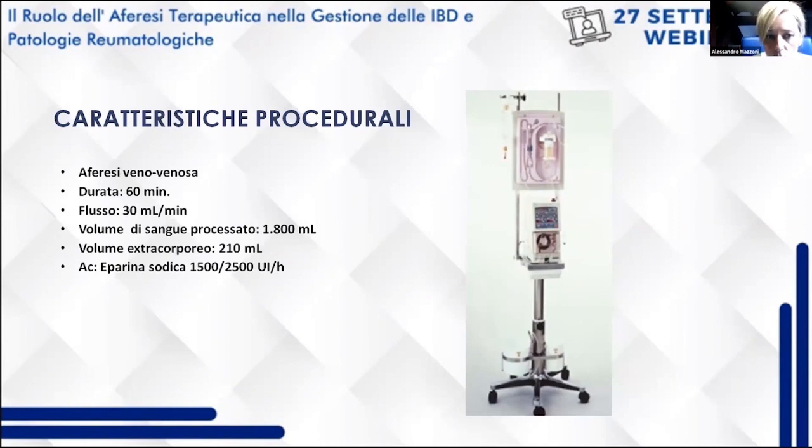approximately 1800 milliliters, therefore almost 2 liters of blood, with an extracorporeal circulation, which throughout the procedure is always about 200 milliliters, so not a very large volume. Heparin, of course, prevents blood coagulation.